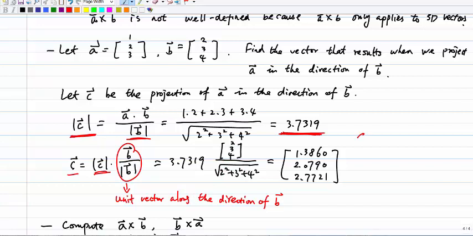Also, you can say C is equal to A·B divided by B. You can also do this times B. That's it. You can also compute this directly. It should give you the same number. Okay, right over here.